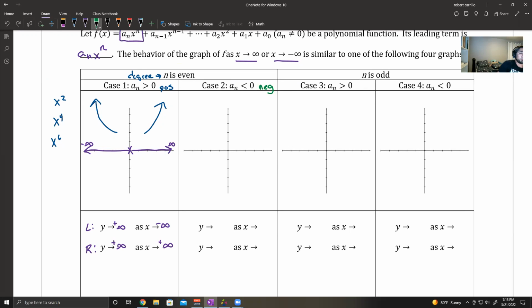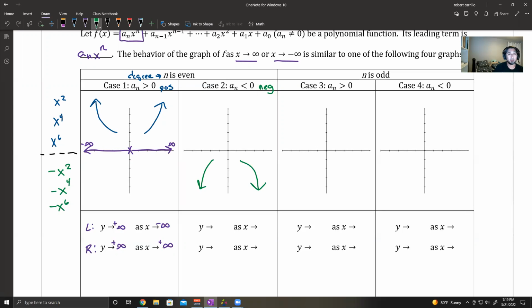So now for case two, our degree is even, but now our function is negative. All we really have to do is take the functions above and just make them negative. So this is what a negative even degree function looks like. And if I have a negative even degree function, this means my tails will open down.